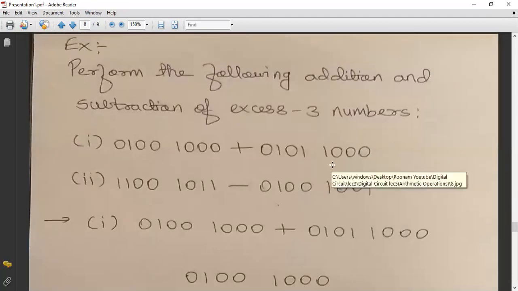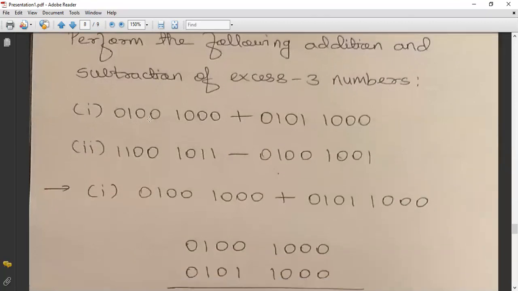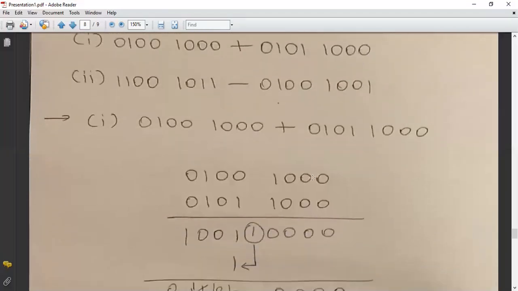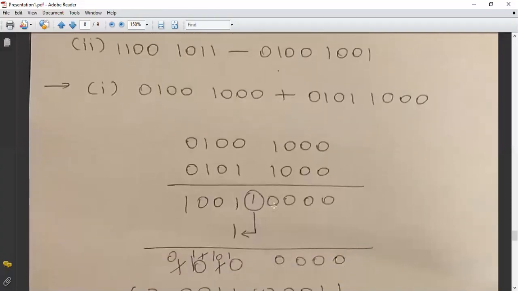Now let us see one more example. Perform the following addition and subtraction of excess 3 numbers. The numbers are 01010 plus 010110. We will see this first part first, then we will consider the next part. Now let us write these numbers and perform addition.